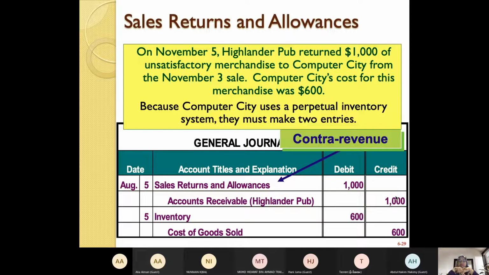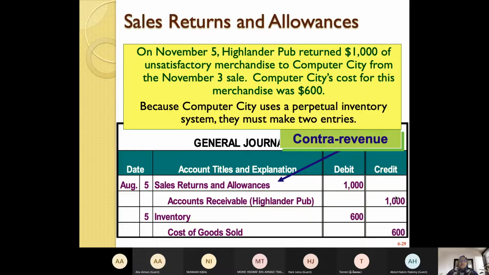All right, but at the same time, you also have to record your inventory. Why is inventory debited? Because when there's a sales return, inventory comes back to the business. So now inventory increases again by 600, which is the cost, and you credit your cost of goods sold. So again, it's a contra transaction. If you make a sale, you debit your COGS, credit your inventory. But when there's a sales return, you debit your inventory, credit your cost of goods sold.